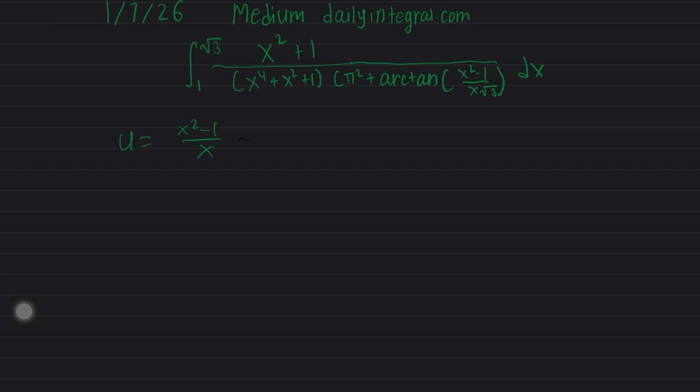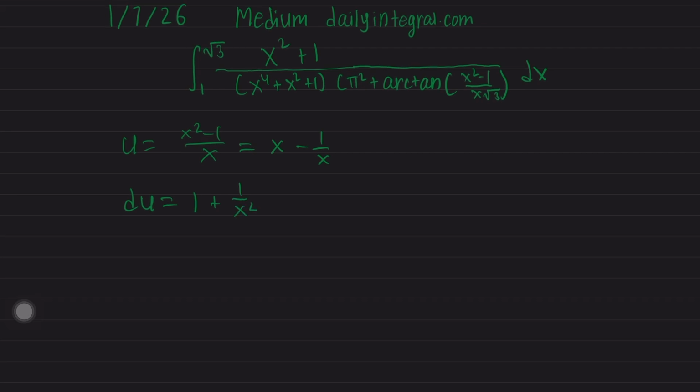So u is equal to x squared minus 1 over x. This is x minus 1 over x. So now we have du, that's going to be equal to 1 plus 1 over x squared.